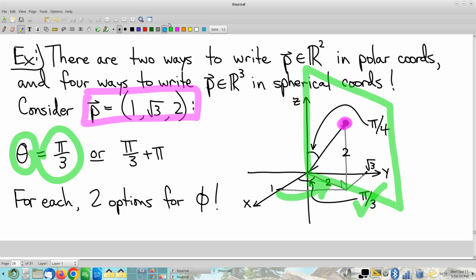The first one is the obvious one. Keeping in mind, phi is measured off the positive part of the z-axis. Phi goes into the theta plane. There's our theta half plane. So this value of phi right here is just pi over 4. Nothing to it. Everybody okay with that so far?